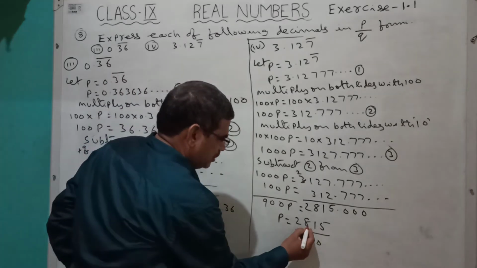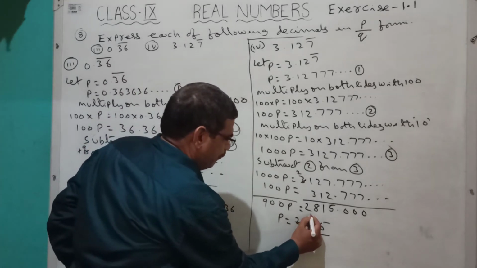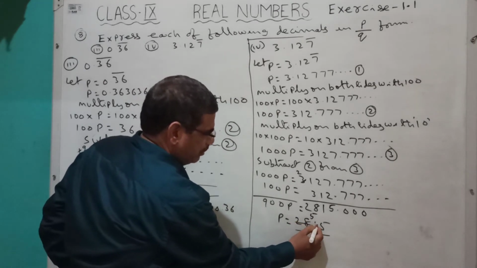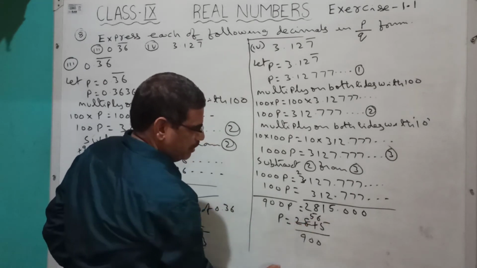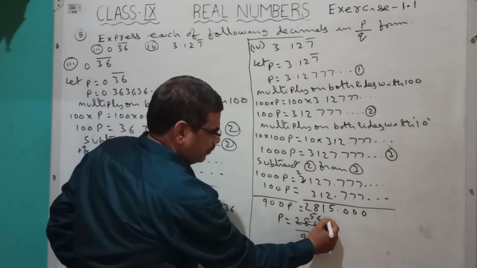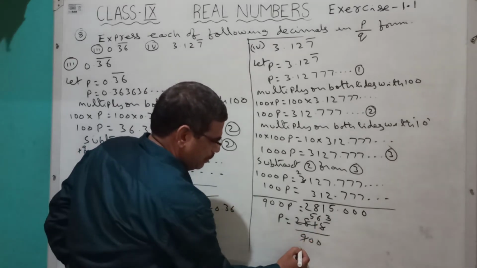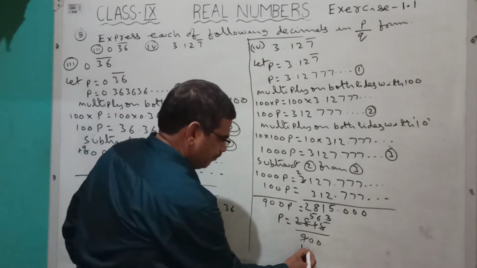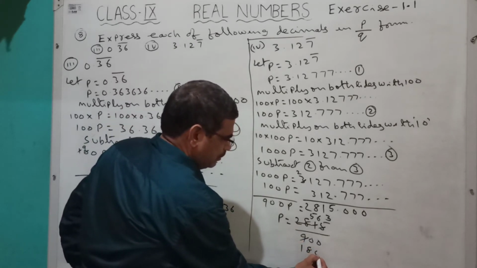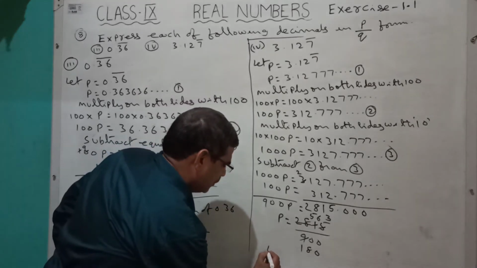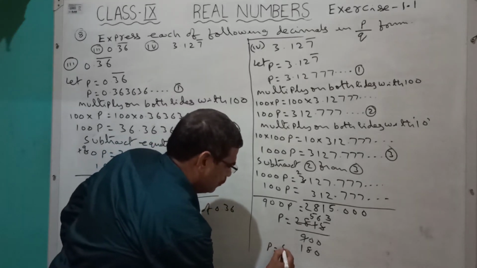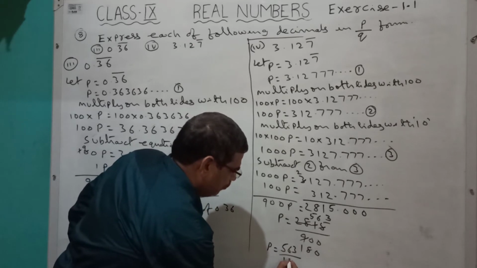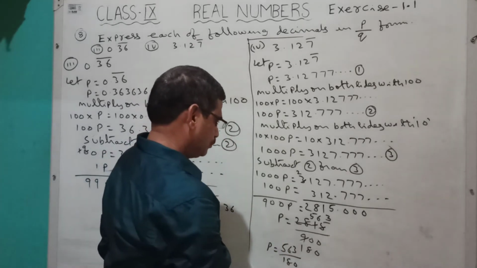So I am cancelling with 5. 5 5s are 25. 3 balance. 1, 31. 5 6s are 31. So 1 balance 3, 5 3s are 15. Here 5 1s are 5, 4 balance 0, 40, 5 8s are 40, 0. So P is equal to 563 by 180.